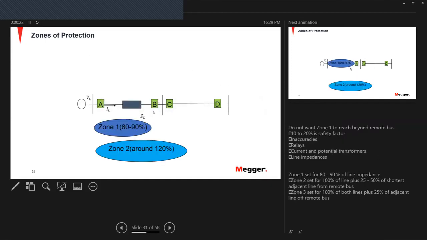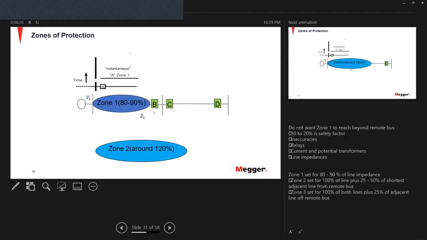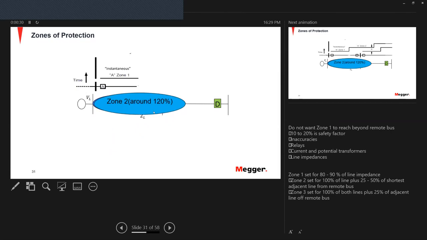Okay, so zone 2 is actually going to pick up for each of the faults that happen for zone 1, but it's not going to trip. It's going to allow zone 1 to trip first. Zone 1 is supposed to trip faster. See here that it says instantaneous. Actually, in zone 1, in some relays, you can get sub-cycle operations, very, very fast operations.